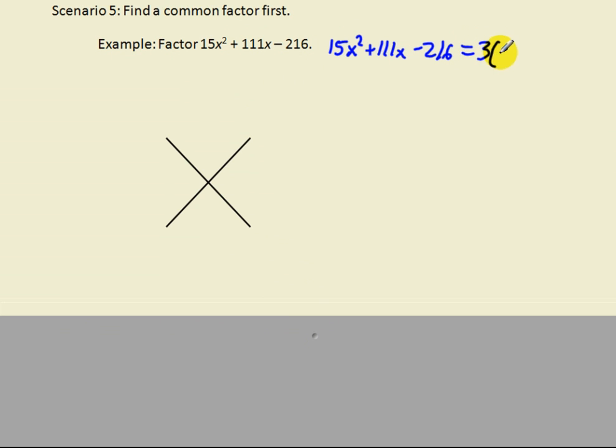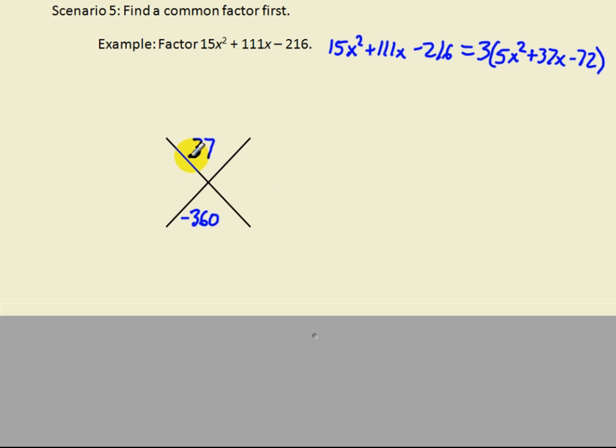So 15x squared divided by 3 is 5x squared. 111x divided by 3 is 37x. And then negative 216 divided by 3 is negative 72. So now focus on factoring this trinomial. So 5 times negative 72 gives us negative 360. The value of b is now 37.